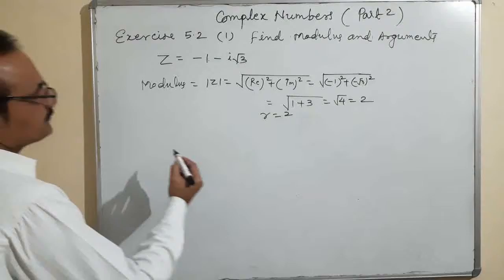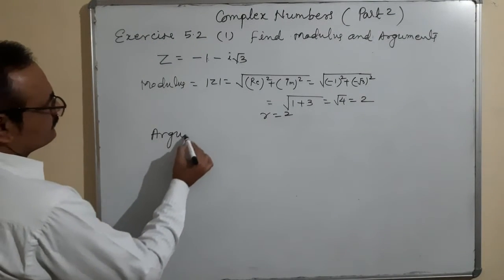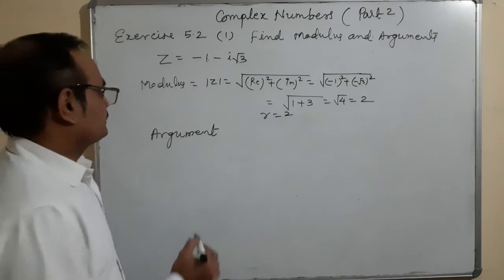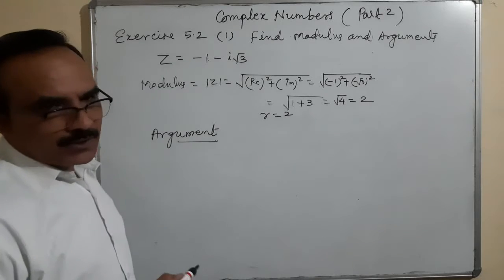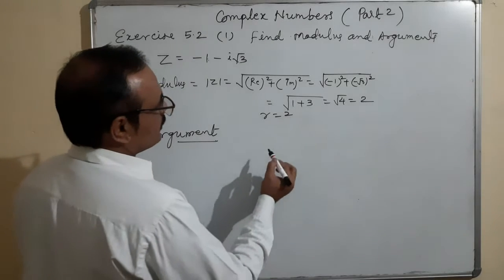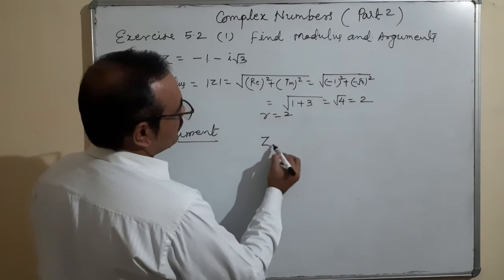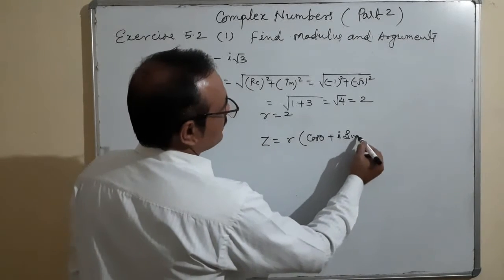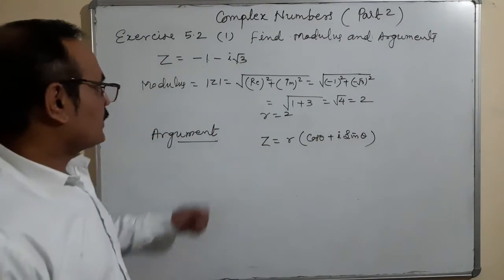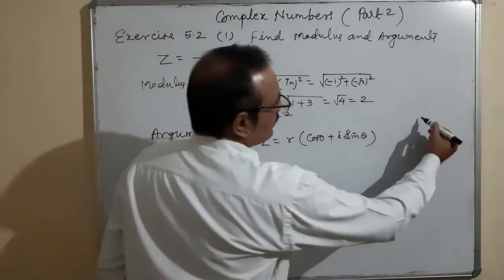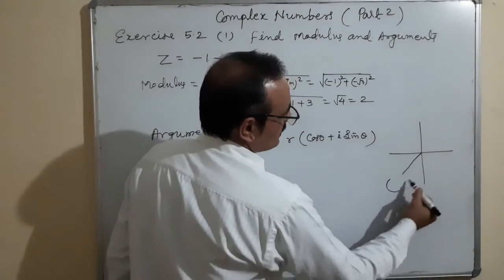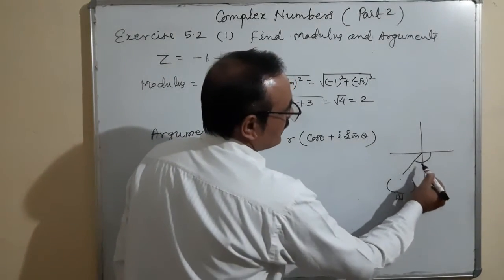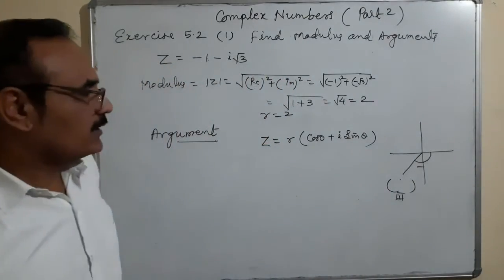Now argument. Argument, theta, or this is what is called amplitude. For finding the amplitude, first the representation in polar form. May I write here z is equal to r (cos theta plus i sin theta). Is it okay? Because when we are talking about minus 1 and minus i root 3, the value is in the third quadrant, right? And in third quadrant we have to measure theta in this direction, minus, okay, right?